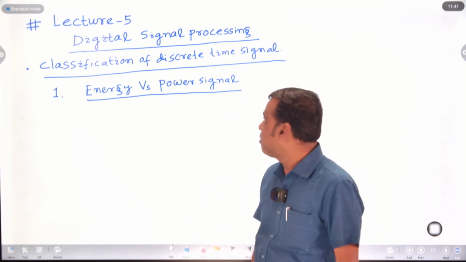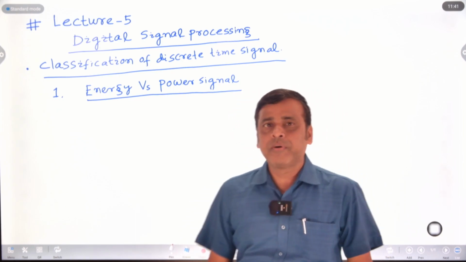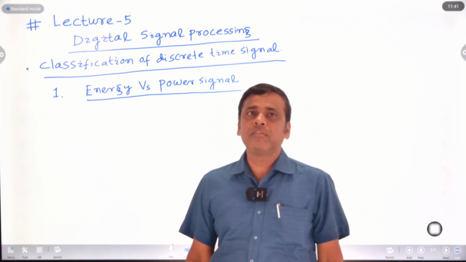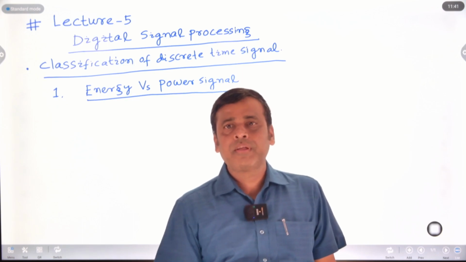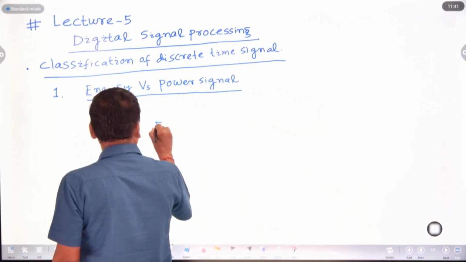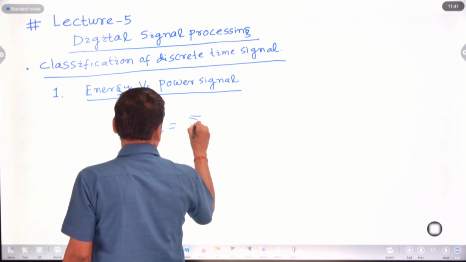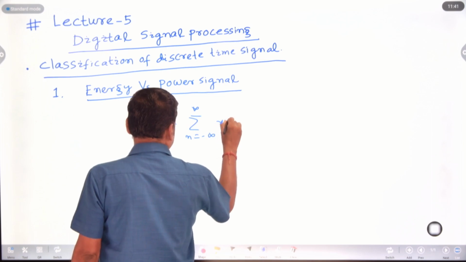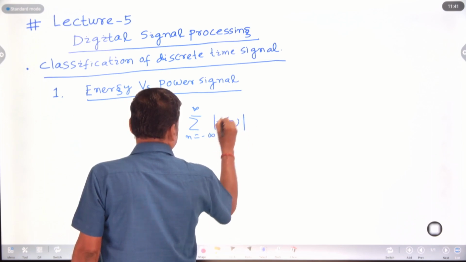In the previous class I also told you about energy versus power signal. What do you mean by energy and what do you mean by power? Already I told you: the energy E of a discrete time signal x of n can be defined as E equal to sigma n equal to minus infinity to infinity of |x of n| square. This is your energy signal.